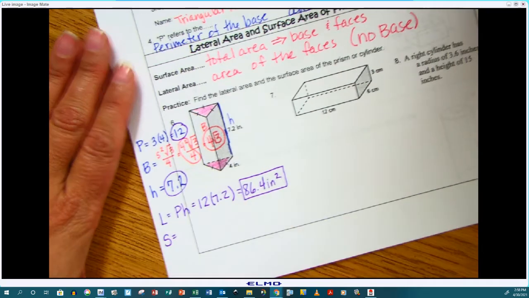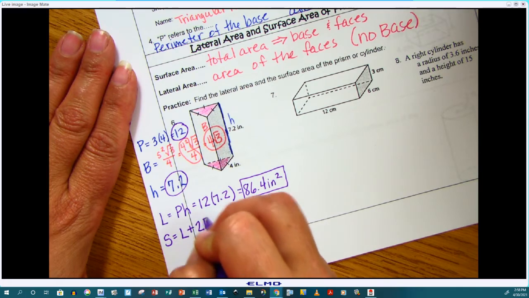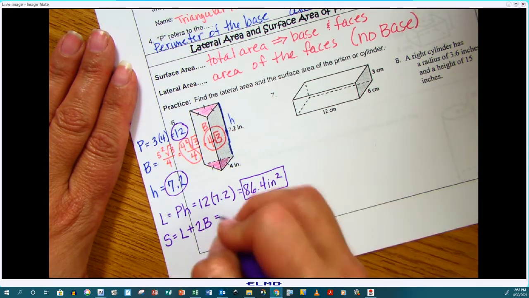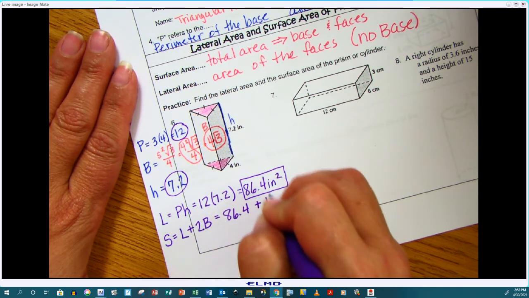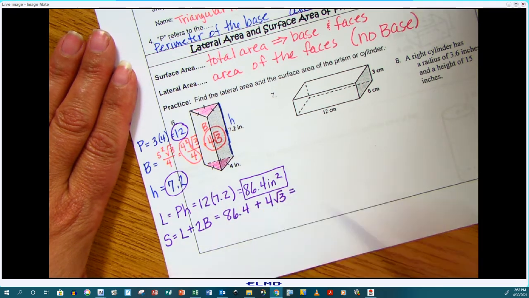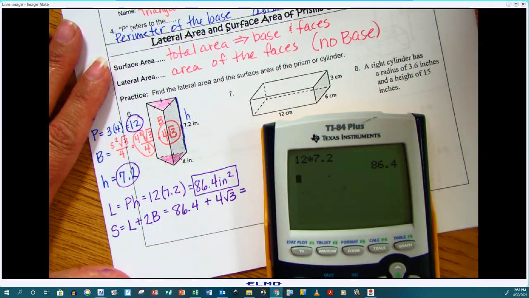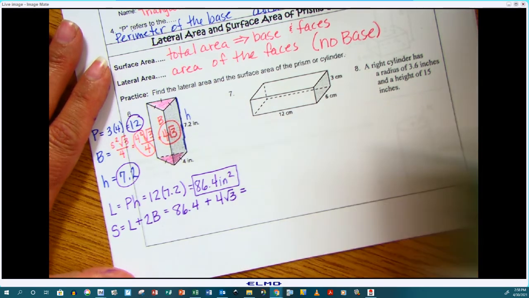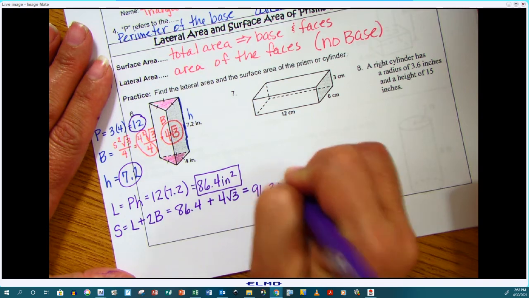Surface area is your lateral area plus 2 B's. So that's 86.4 plus 4 square root of 3. So you already have your 86.4 in your calculator. Add 4 square root of 3. So that's 96.3 inches squared.